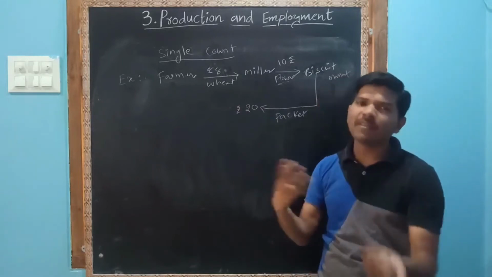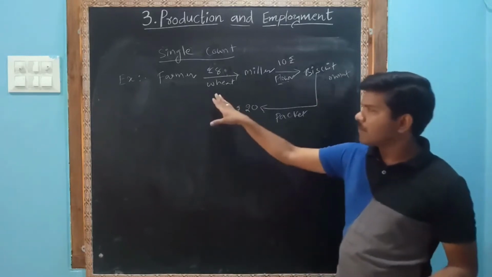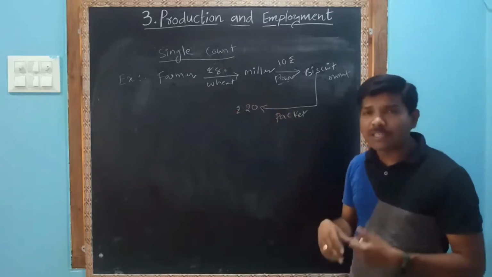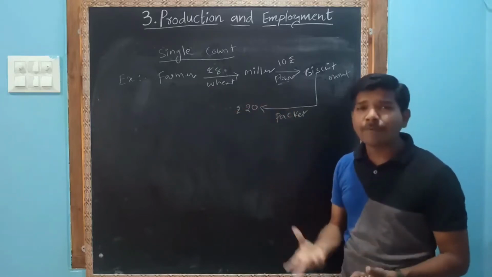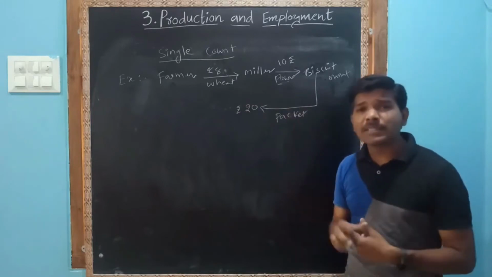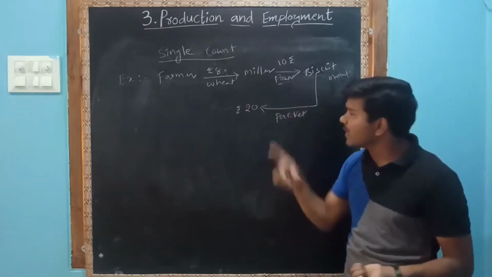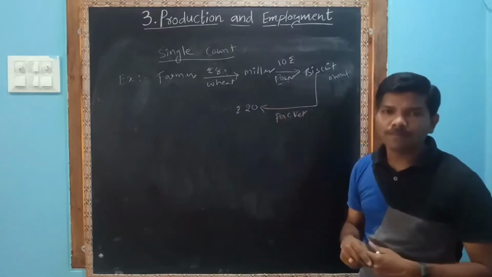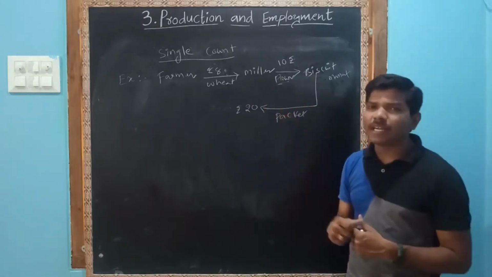We can change it in many ways. Wheat, whenever we grind it, becomes flour. With the flour, we can make chapati. We can make so many things with the flour. So flour is an intermediary good.